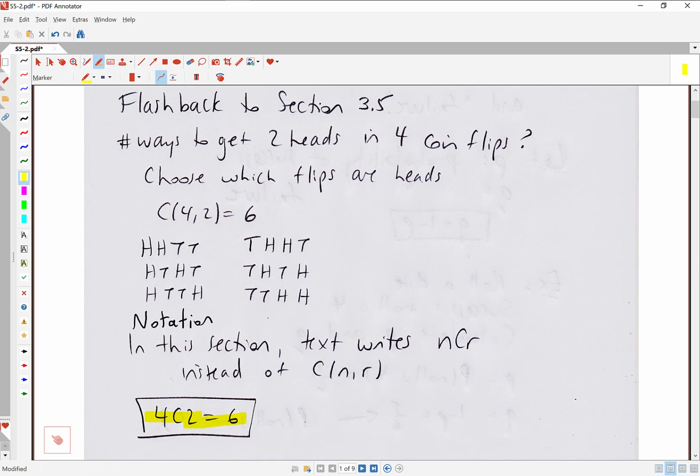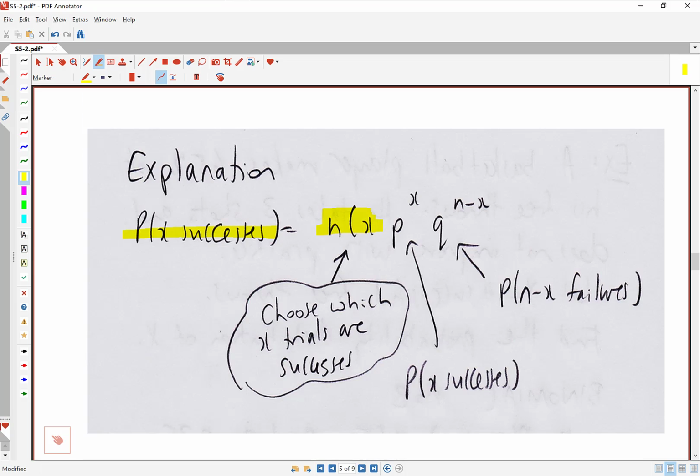So remember, we talked about this problem of how many ways are there to get 2 heads in 4 coin flips. That's basically the same problem as how many ways are there to get 2 successes in 4 trials. And so we said you just use a combination. So that's where the NCX comes from. And often this looks more clear if we put brackets around that. So I'm just going to bracket there.